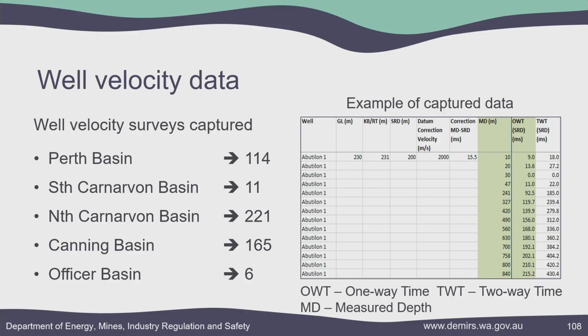So on the left-hand side, you can see the basins that we've been interpreting and the number of wells that we've captured with velocity data. That's quite extensive. This data has not been made available to the public yet and will be. On the right-hand side is an example of the data that we're capturing, and specifically there's the measured depth and the one-way time, which is the original data that is recorded when we capture it.